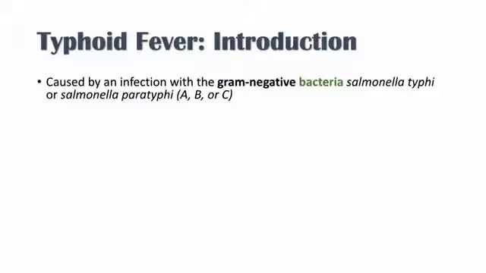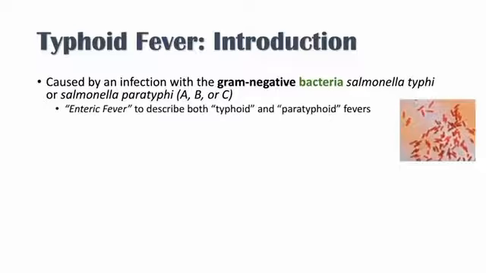So typhoid fever is caused by an infection with a gram-negative bacteria, Salmonella enterica serovar typhi, or simply Salmonella typhi, or a related bacteria, Salmonella paratyphi, which has different subtypes A, B, or C. Both of these bacteria cause slightly different clinical presentations, but we generally call infections by both of these typhoid fever. There's also the term we use, enteric fever, which describes both the typhoid and paratyphoid fever. So we can use typhoid fever or enteric fever interchangeably.